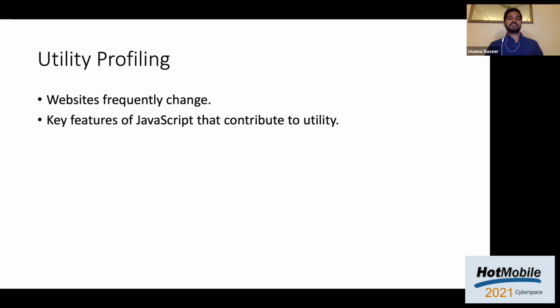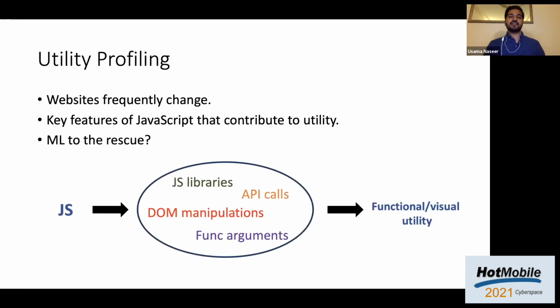So we want to identify some key features of JavaScript that can contribute to utility. We believe that we can use machine learning here if we have a set of features that always contribute to high memory usage. We can use that as a feature to identify the functionality or visual utility of the respective JavaScript.